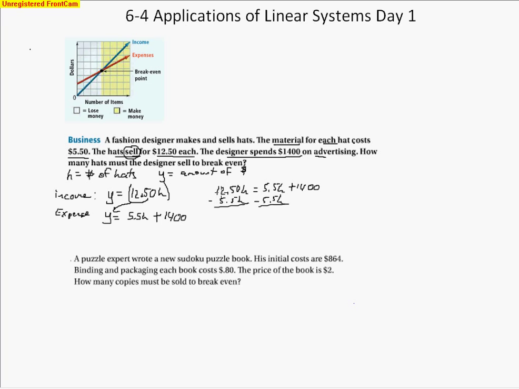And then I'm left with $7, and that's even. $7H equals $1,400. So when I divide by 7, it goes in there evenly. H equals 200. So I have to sell 200 hats before I start making any money. Once I sell more than that, then I've started to make money. So we wanted to find out what that amount would be.